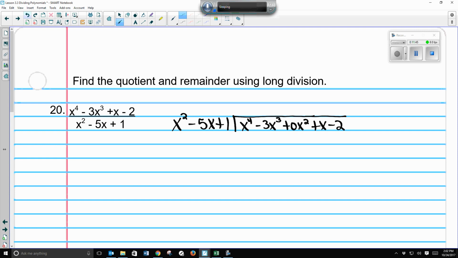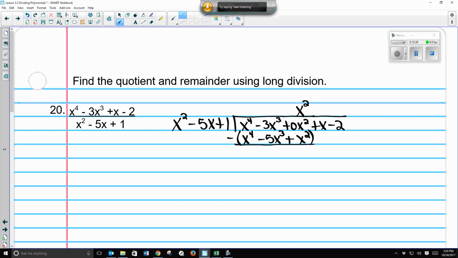So what I have to multiply by x squared to get x to the 4th is x squared. Where will that go? Will it go above the x cubed or the x squared? The x squared. So x squared times x squared gives me x to the 4th. x squared times negative 5x is negative 5x cubed. And x squared times 1 is x squared. And I'm subtracting all of that. This is the part where you have to be extra careful. If you do make a mistake, go back and check where you're subtracting, because that's usually where the mistake is.